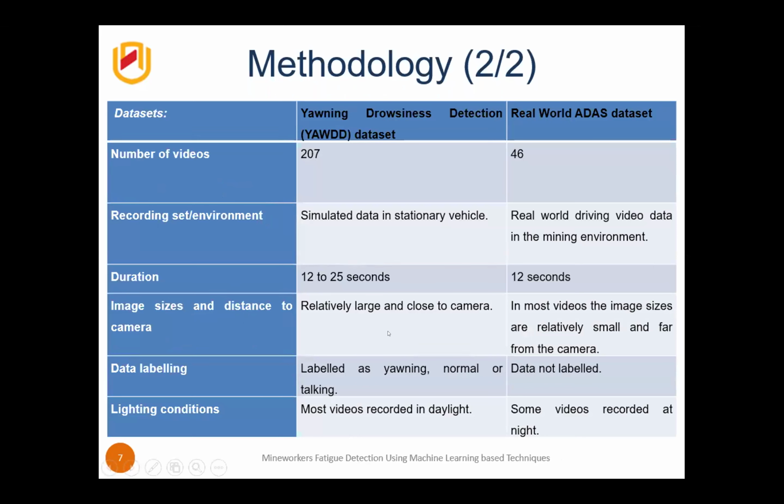Basically, from the open source data we used 207 videos, and we had 46 videos from the real-world ADAS data set. Obviously they vary in terms of, for example, the recording setup and environment, the duration, the data labeling, and the lighting conditions under which they were recorded.